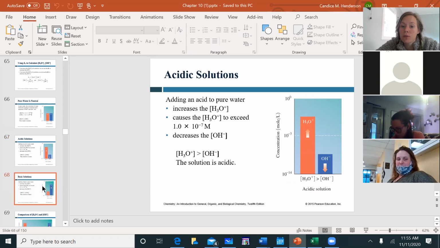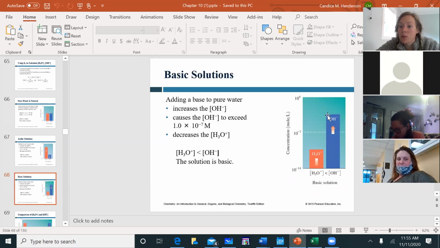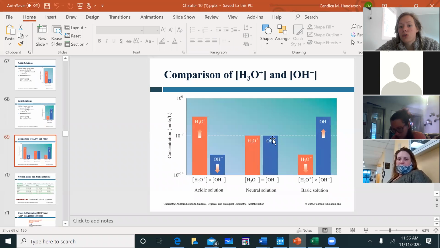The same thing is true if we have a basic solution, right? In this case, we have a lot of OH. The H3O can only battle roughly that much OH. So then there's all this extra OH. That means we have a basic solution. So here would be a neutral solution. The two quantities are equal to each other. Here we have an acidic. The H3O plus is greater. Here we have a basic. The OH is greater.